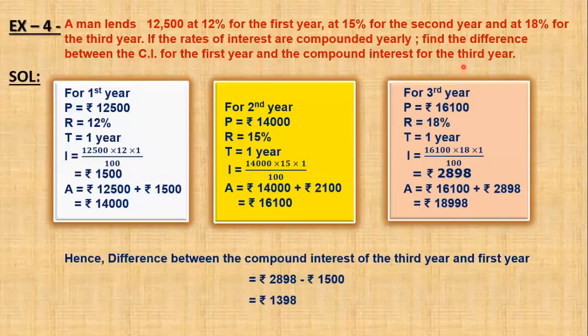Now the question was, find the difference between compound interest for the first year and the compound interest for the third year. So we need the compound interest specifically for the first year, that is rupees 1,500, and for the third year, that is rupees 2,898. So we find the difference: 2,898 minus the compound interest for the first year, that is rupees 1,500, which will give rupees 1,398.